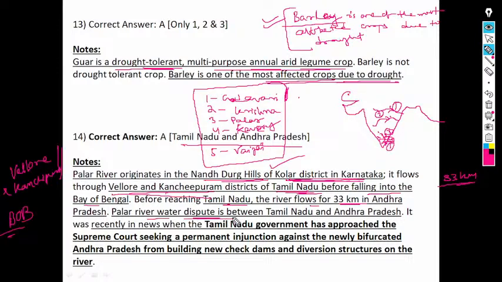Pallar River water dispute is between Tamil Nadu and Andhra Pradesh particularly. It was recently in the news when the Tamil Nadu government approached the Supreme Court seeking a permanent injunction against the newly bifurcated Andhra Pradesh. The dispute arises between Andhra Pradesh and Tamil Nadu.